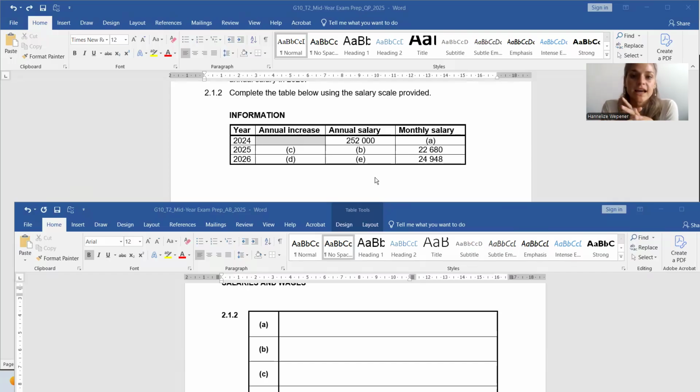We are going to look at a salary scale. In other words, a salary that the person started on, and then after 1 year of being employed, hopefully the person will qualify for an increase. And then hopefully the years that follow, he will also get an increase.